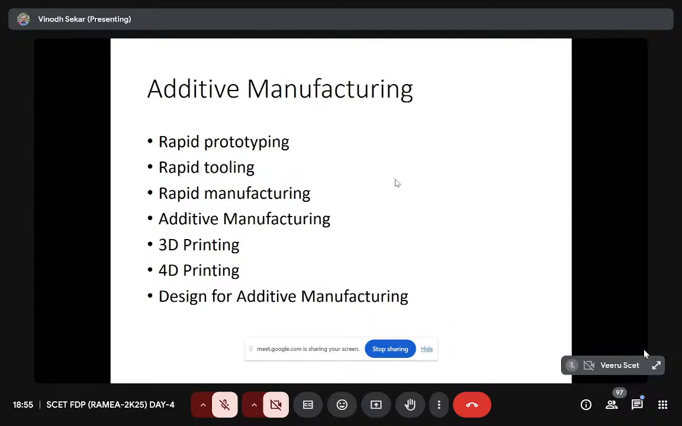And as I mentioned, from 3-dimensional additive manufacturing, we are moving towards 4-dimensional additive manufacturing, where the perspective is utilizing smart materials, smarter products, smarter processes, and so on.